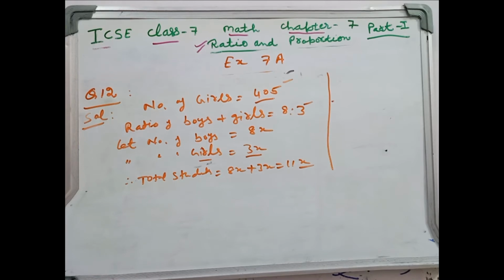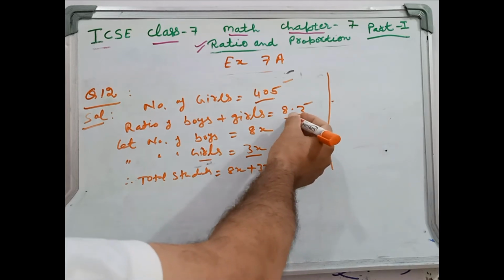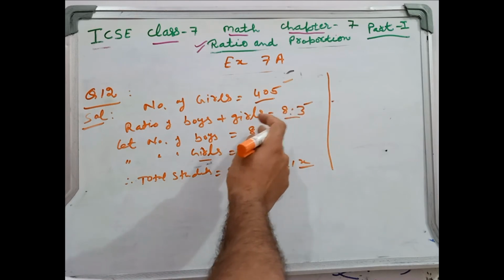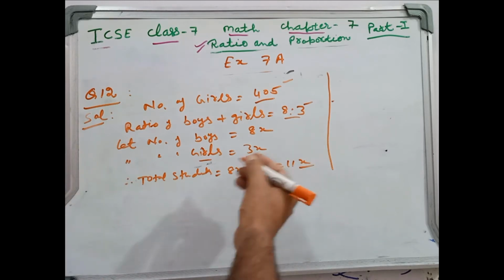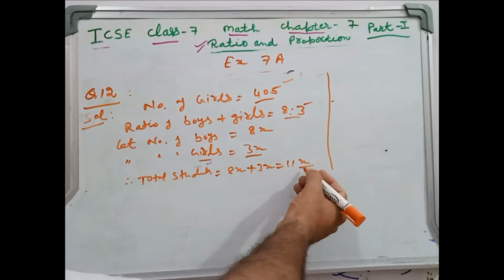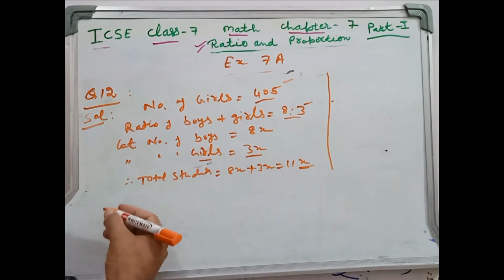Number of... or you can do it without going into X, right? So that we will go with the X. Total number of students is 11x.